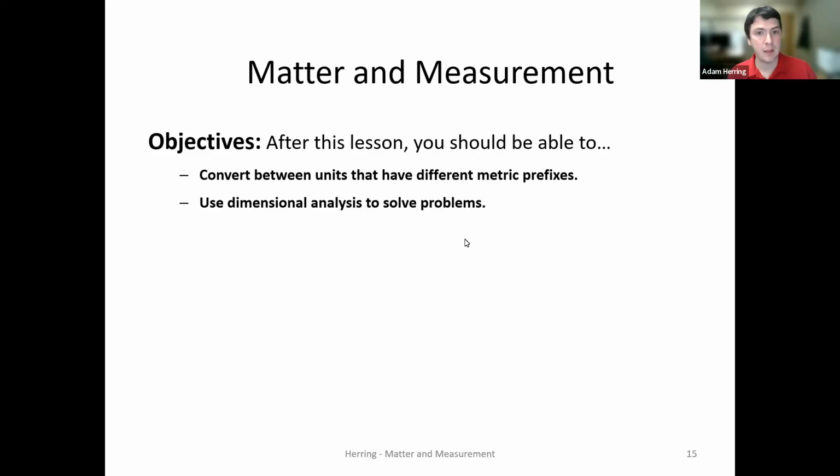Welcome back. In this video, we're going to learn about units and be able to convert between different units that have different metric prefixes. And we will also use dimensional analysis to solve various problems.